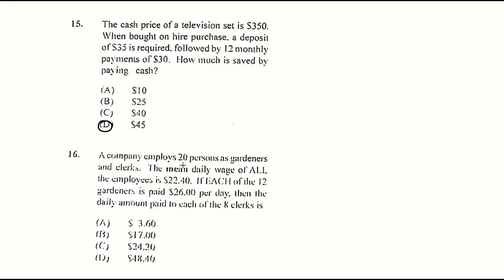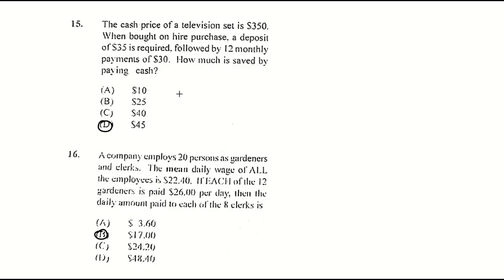The company employs 20 persons as a gardener and clerk. The mean daily wage for all employees was $22.40. If each of the 12 gardeners is paid 26, then the 8 clerks were paid, was it $17? I believe it's $17.